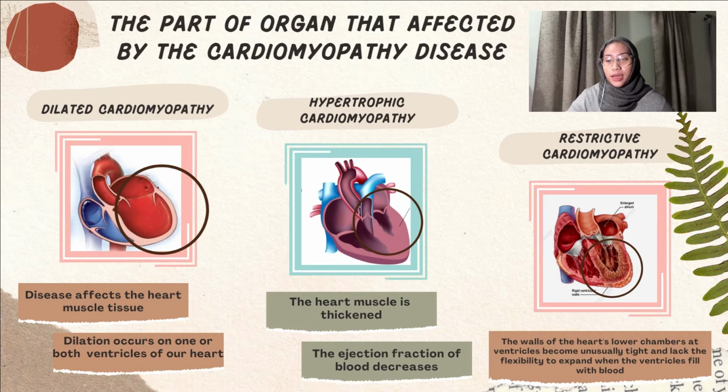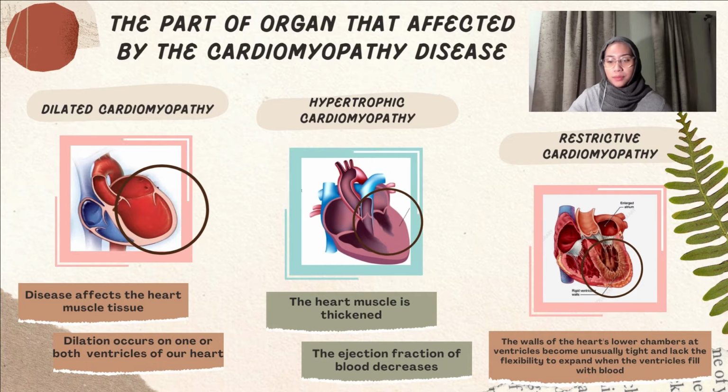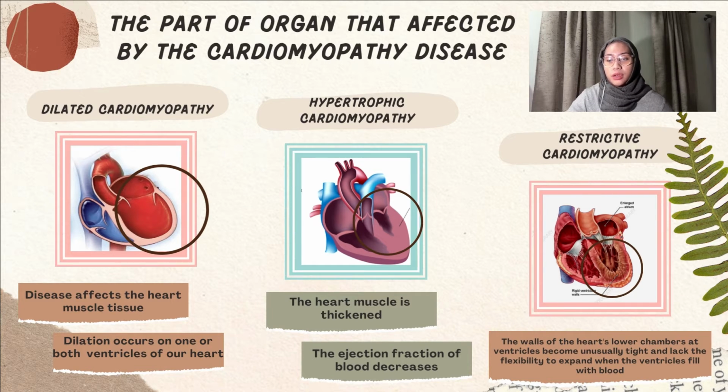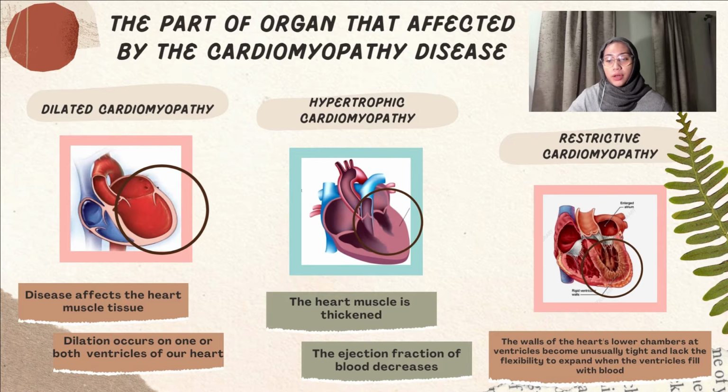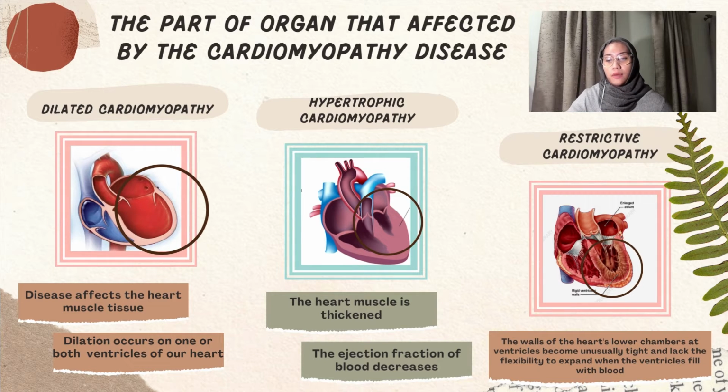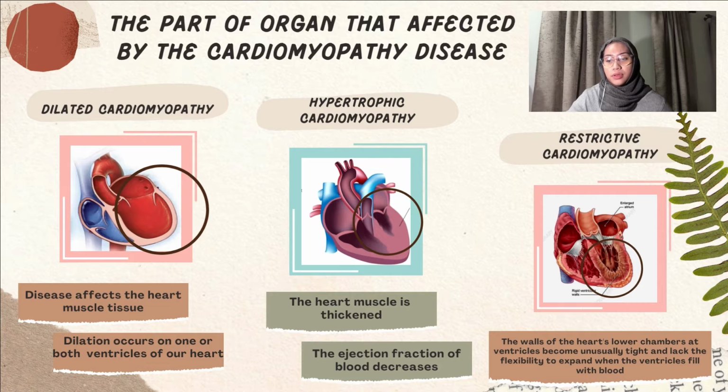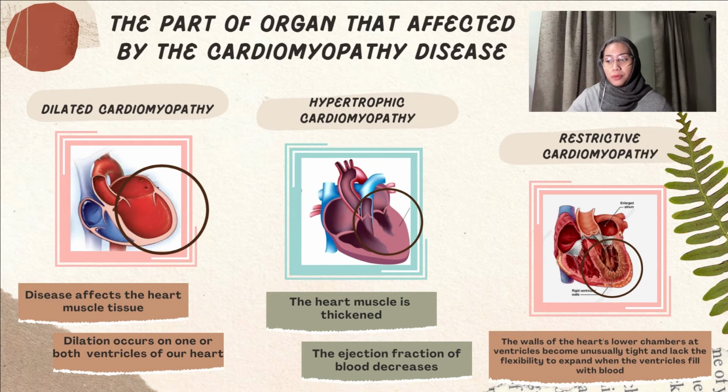And last but not least, the example that I prepared, we have restrictive cardiomyopathy. So as you can see from the picture, the walls of the heart's lower chambers at the ventricles will become unusually tight and lack flexibility to expand when the ventricle fills with blood. So it will be very rigid.